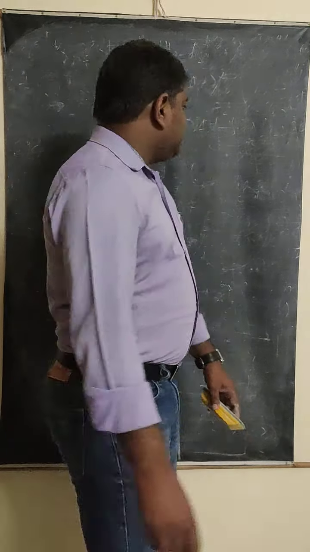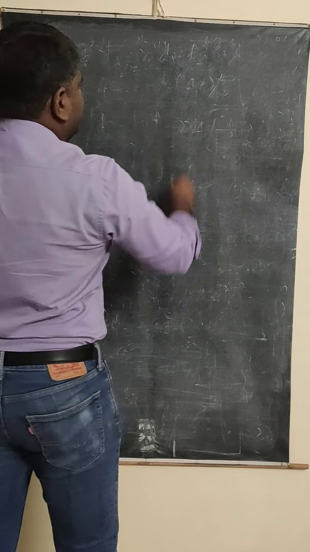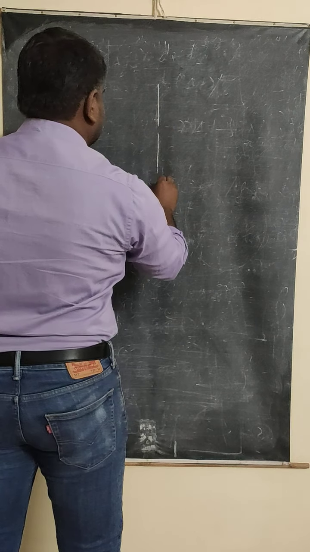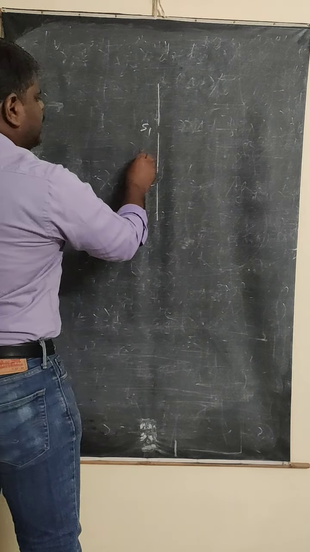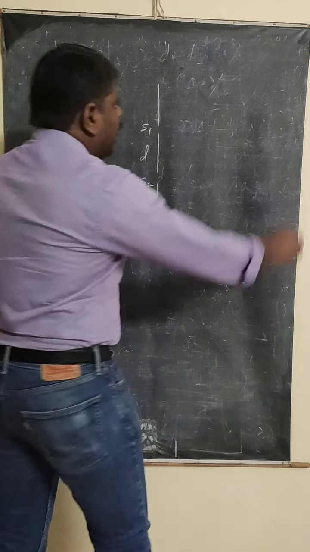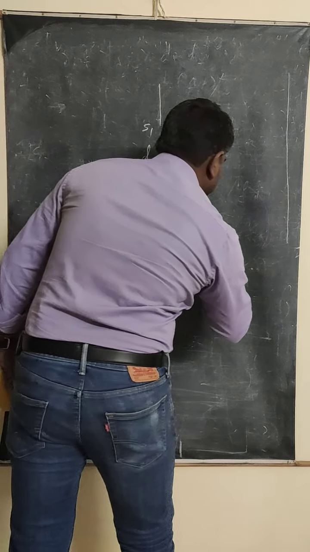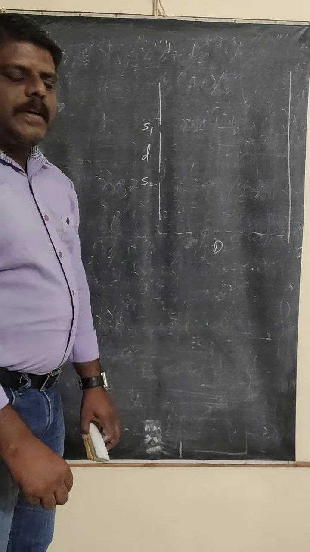Okay, so let's see the diagram part. There will be two slits. These are the two slits I am going to use here. One is S1 and another one is S2. The small d represents the distance between the two slits. And we are going to arrange a screen at a distance of capital D.